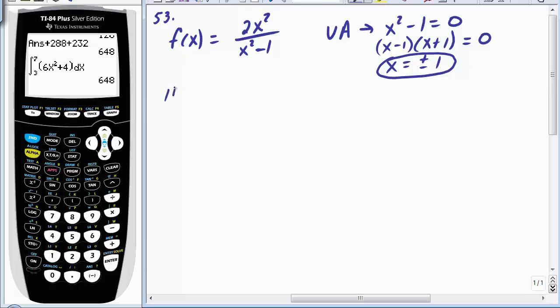Now, our horizontal asymptotes, since the degree of the numerator and denominator is the same, the horizontal asymptote is just going to be the fraction of the leading coefficients, which would be 2 over 1, or just y equals 2.